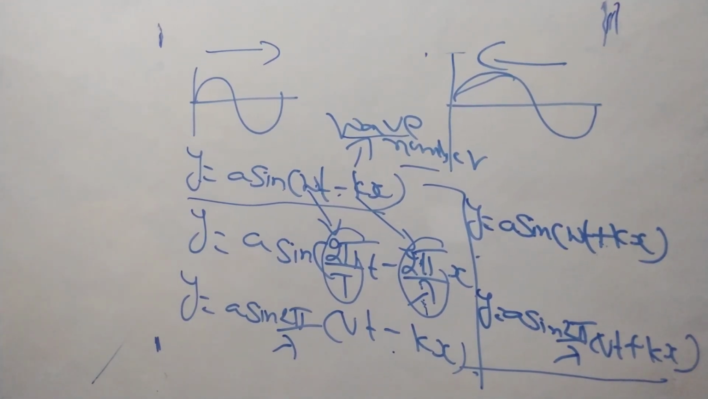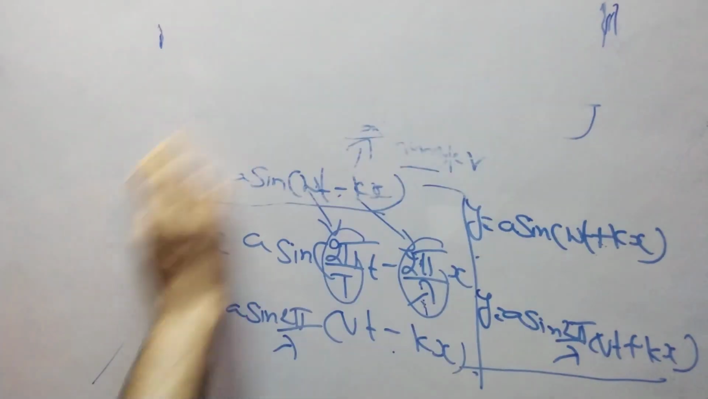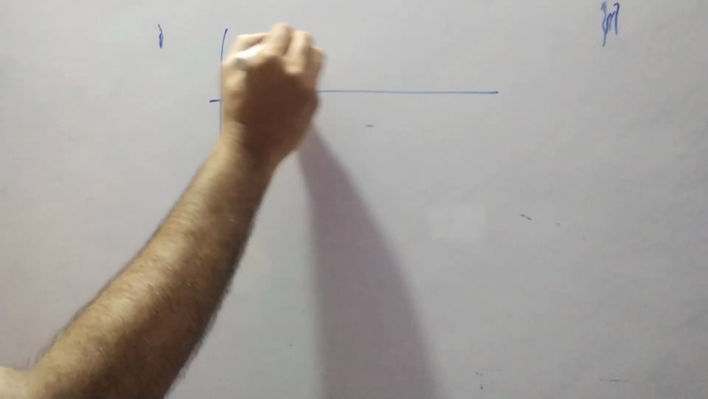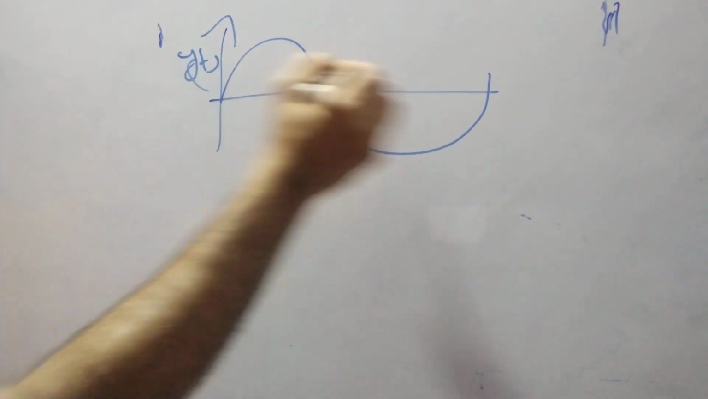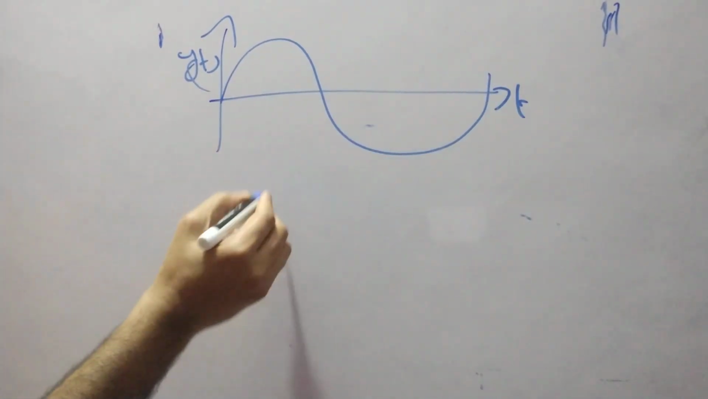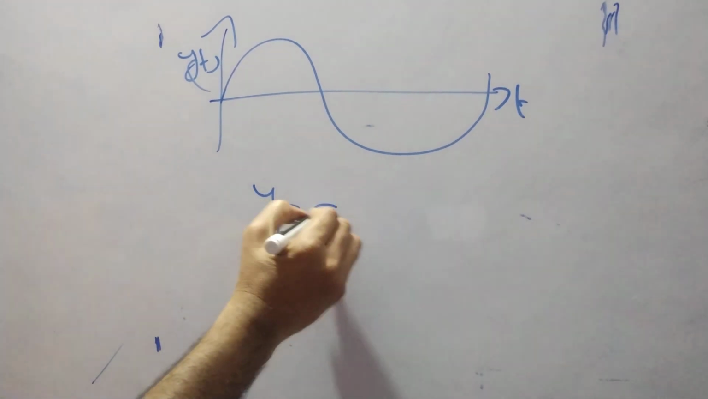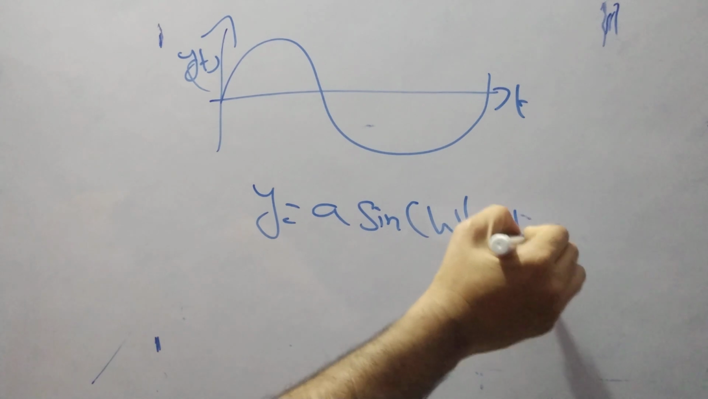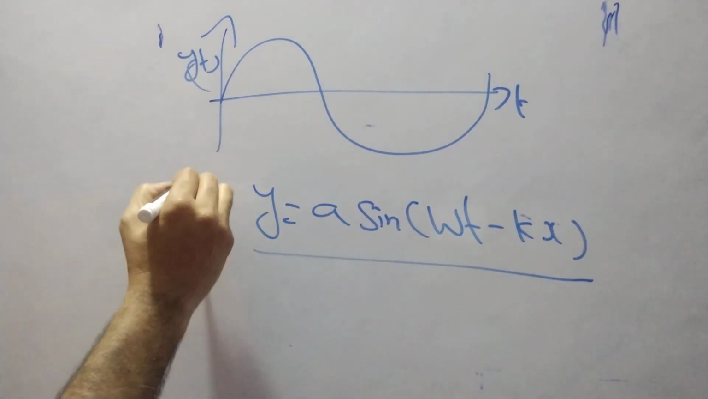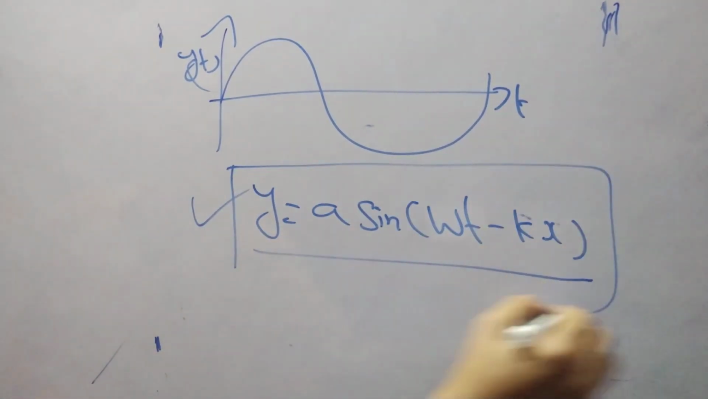So these are the standard equations for a progressive wave. Whenever you want to write an equation for a progressive wave, this is the progressive wave, right? So y of t, this is time t. So what is the standard form now? We can write y equal to a sin (omega t minus kx). This is a standard equation we have to remember.